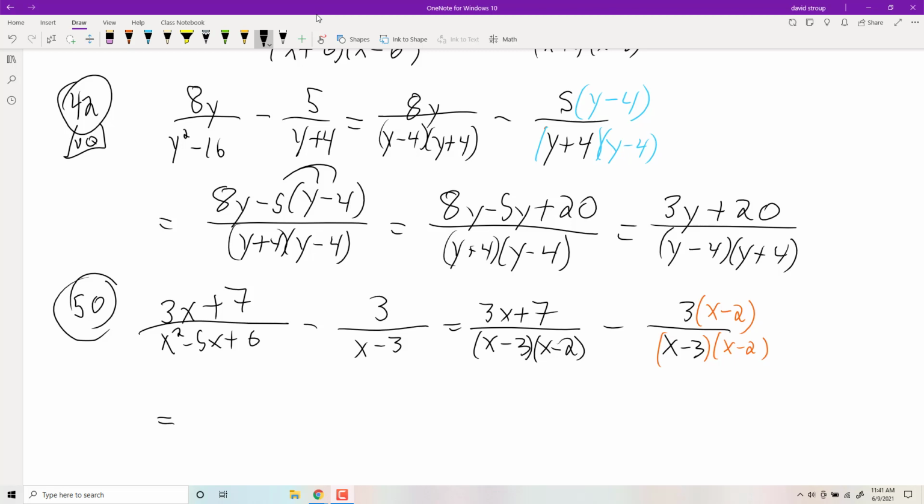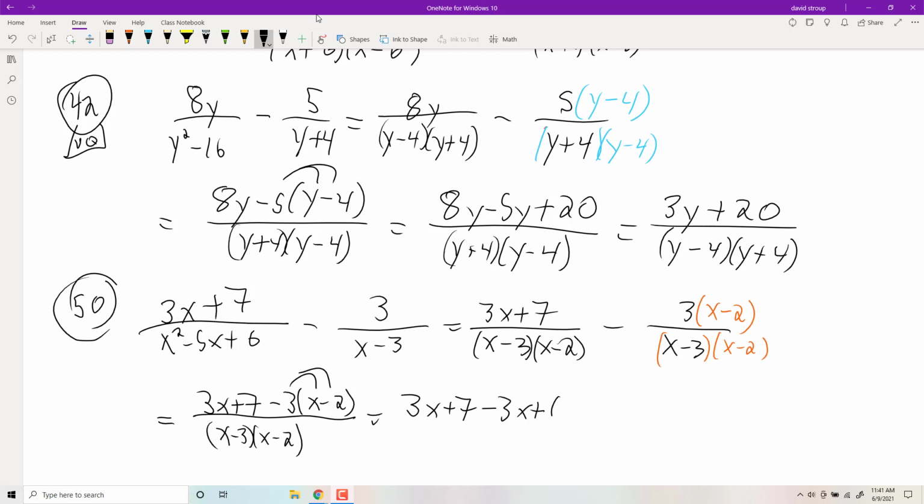Okay. And then I could subtract the numerators over the common denominator. So 3x plus 7 minus 3 times x minus 2 over x minus 3, x minus 2. And then that'll equal 3x plus 7 minus 3x plus 6 over x minus 3 times x minus 2. Okay. And the 3x's cancel. You get 13 over x minus 3, x minus 2, and that would be it.